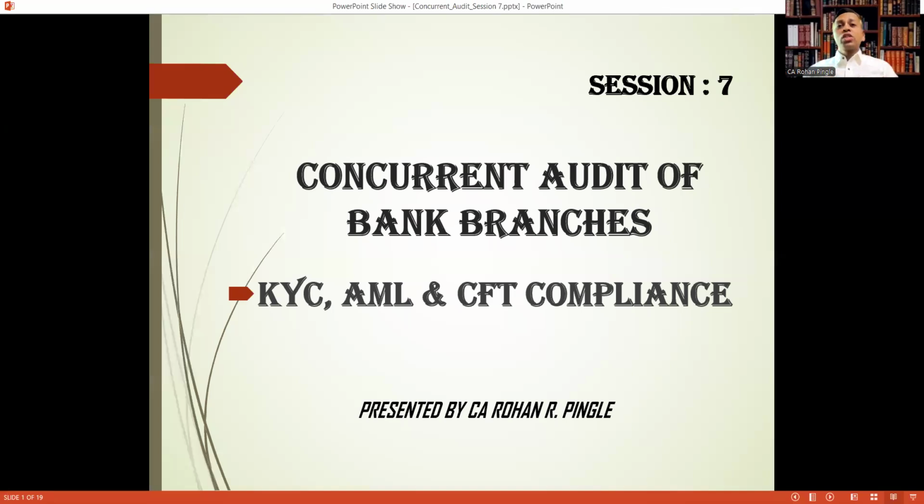KYC is not just documentation. It is the foundation of the banking system integrity. AML and CFT frameworks are designed to prevent the misuse of the financial system for money laundering, terrorist financing, and other financial crimes. For concurrent auditors, this area is extremely sensitive because non-compliance may attract penalties from the Reserve Bank of India. Banks face regulatory inspection observations, branch officials may face accountability proceedings, and STR failures may attract serious enforcement consequences. So today we will cover this topic deeply and practically from the perspective of the branch audit.